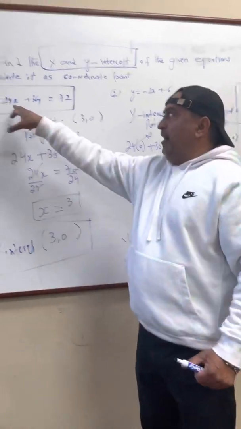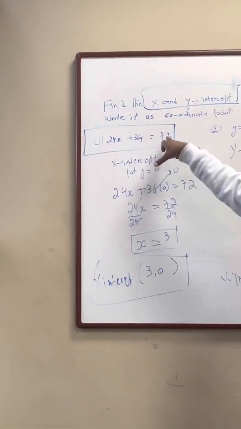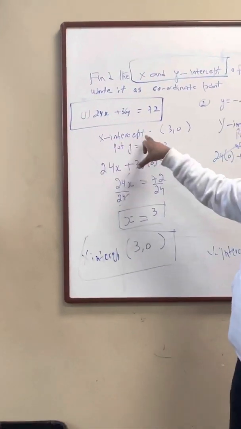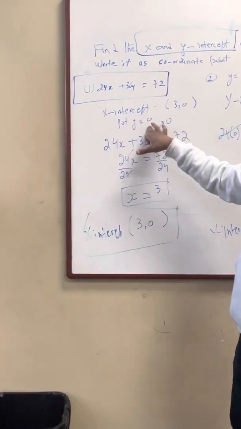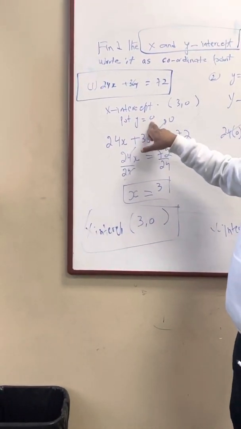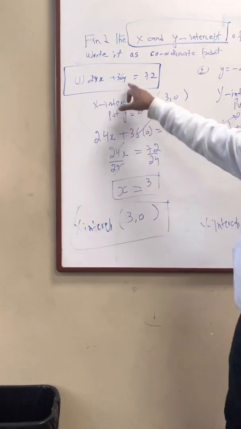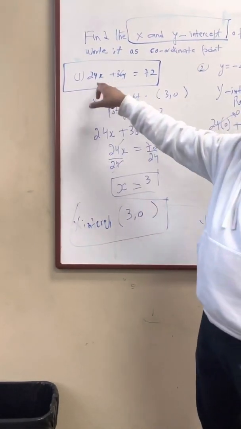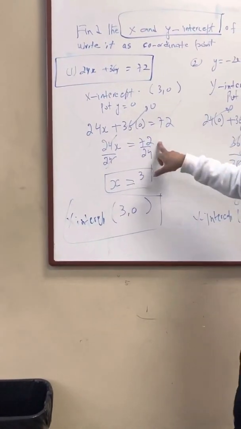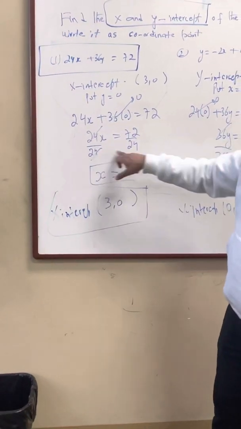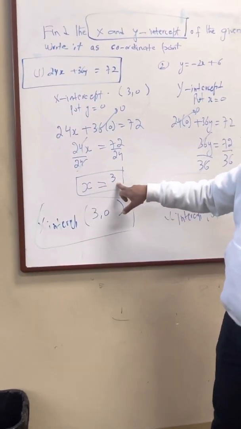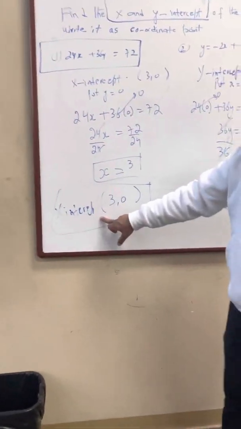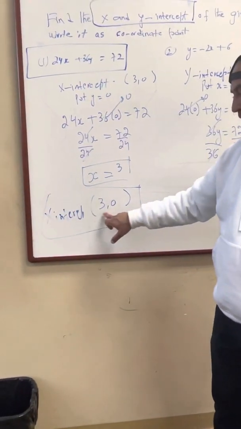Again, we have the question 24x plus 36y is equal to 72. In order to find the x-intercept, we put y is equal to 0. When we put y is equal to 0, this term vanishes, so 24x is 72 is left. Dividing both sides by 24 gives you the value of x as 3, and the x-intercept as 3 and 0.